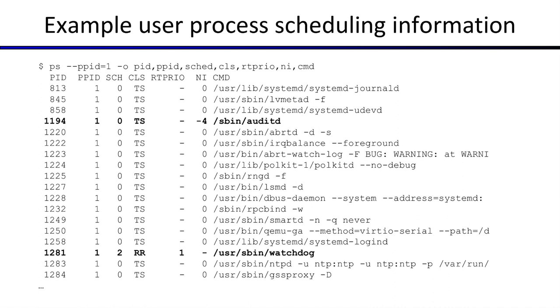However, because it is real-time, when this watchdog wants to be scheduled, it'll be scheduled in front of every other normal process in this list. So it's still higher than anything else on this list. We also see that PID 1194 has a nice value of -4. So -4 is the lowest nice value I see here. The rest are running at default 0. -4 will get more processor time than the other ones. And this is the audit daemon running here.